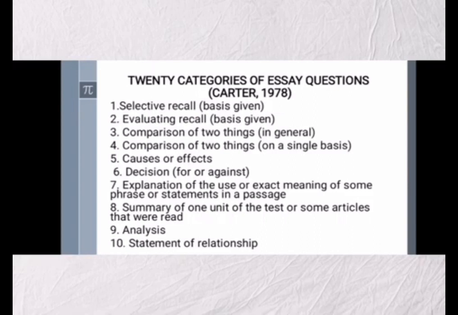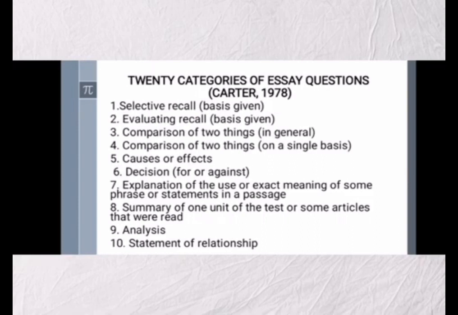Number 4, comparison of 2 things on a single basis. Example, compare the effects of extreme scores on the mean and the median. Number 5, causes or effects. Example, why did insurgency rapidly develop in the Philippines during martial law? Number 6, decision, for or against. Example, should there be a constitutional amendment? You can defend your answer.